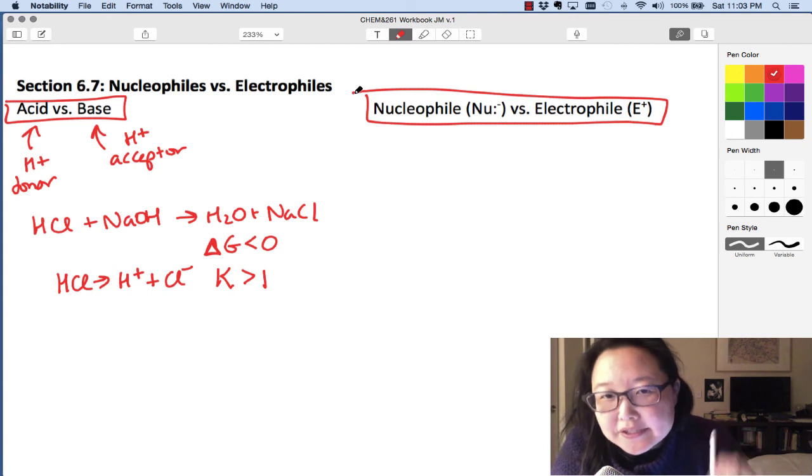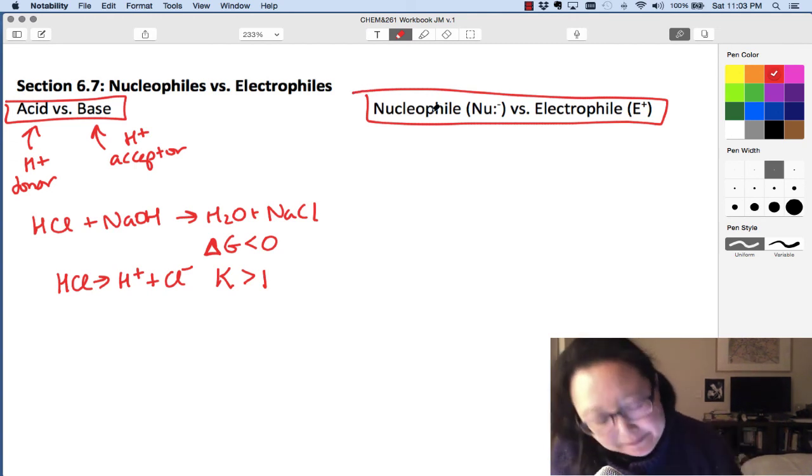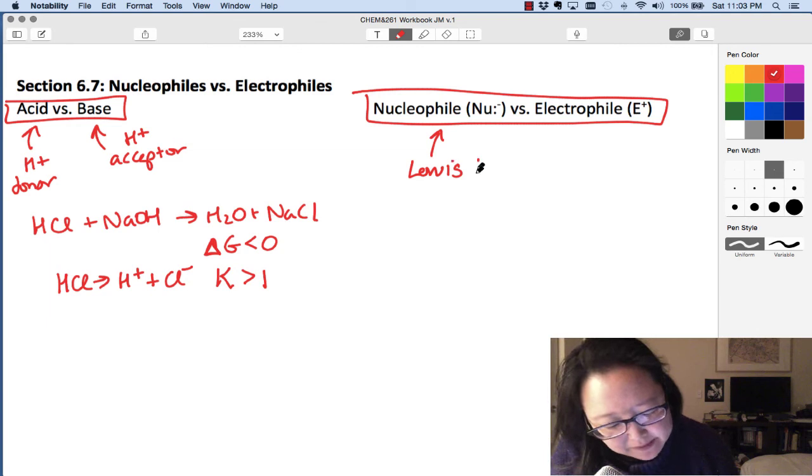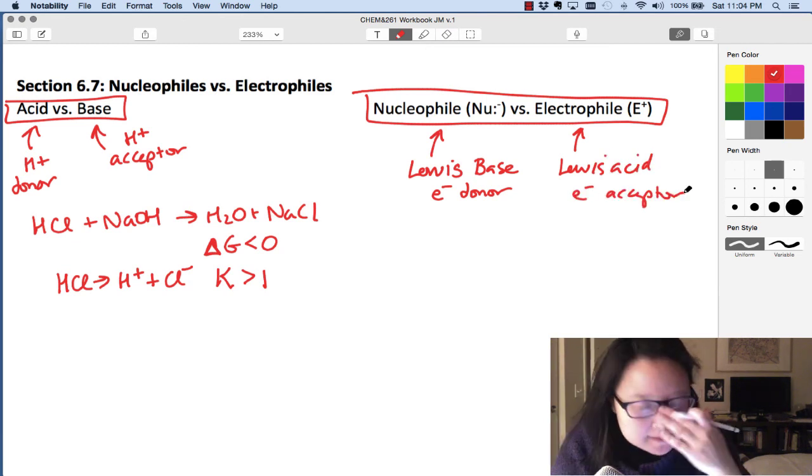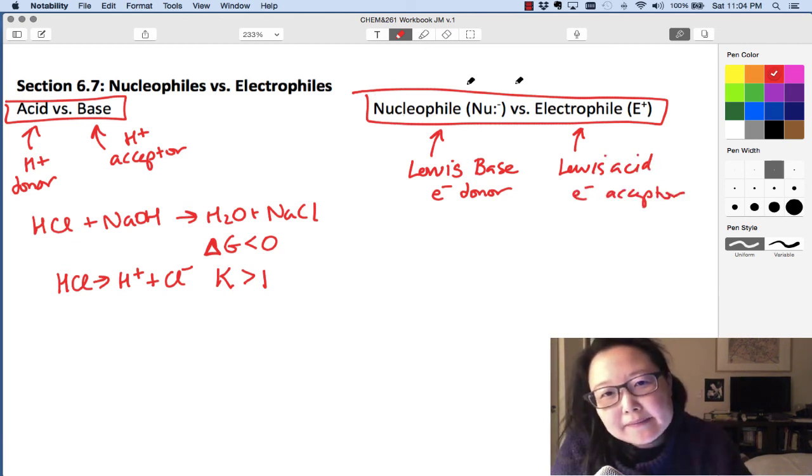Now, it turns out that a nucleophile is a type of base. It's maybe a base that you really haven't used much up until now. This is called a Lewis base, and it's thought of as an electron pair donor. And an electrophile is the opposite. It's a Lewis acid, which is an electron pair acceptor. So on one level, these are acids and bases.